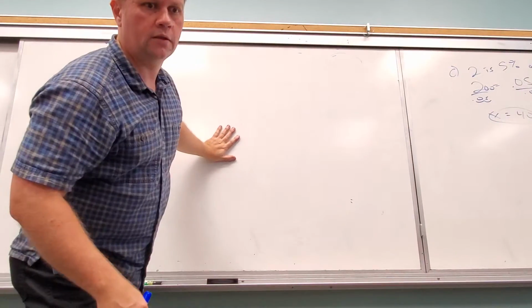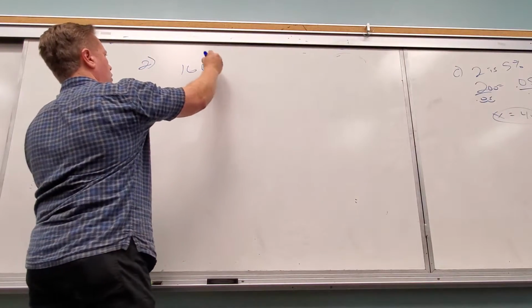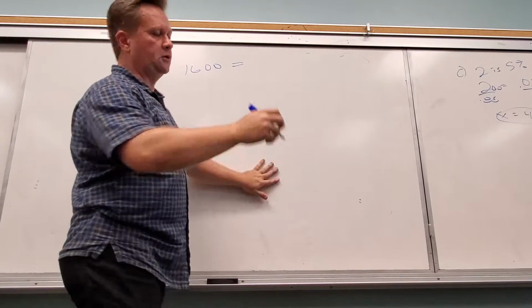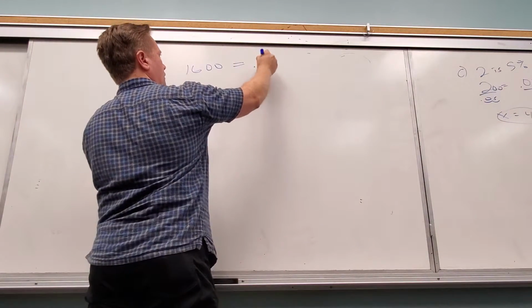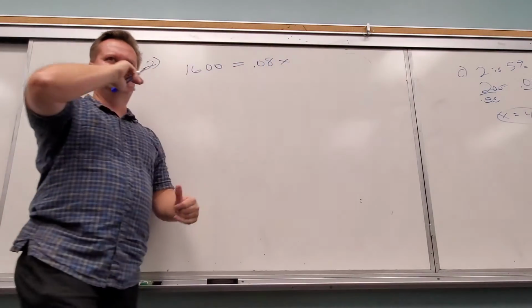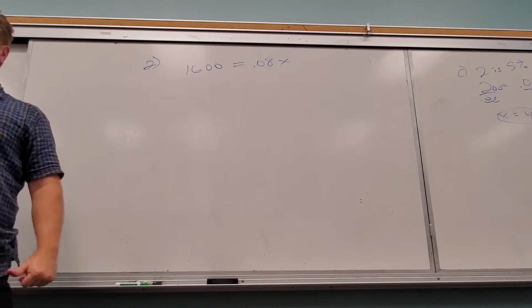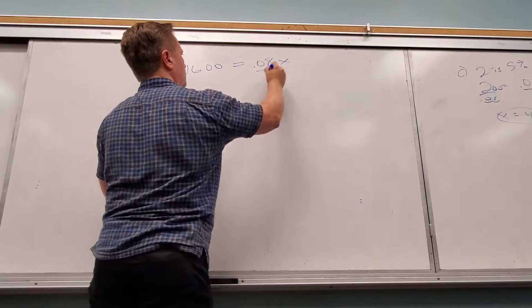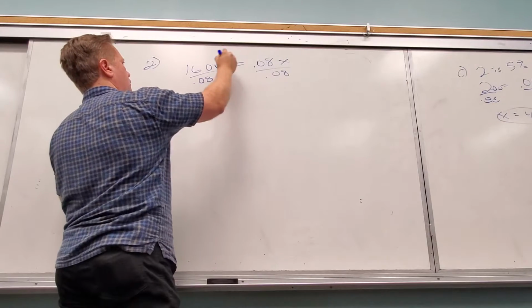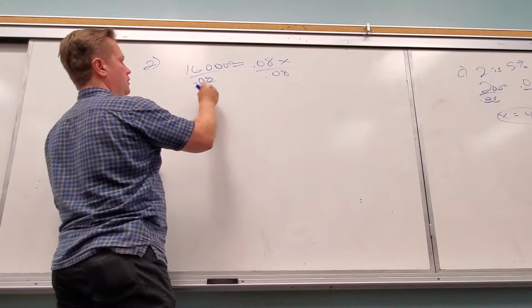So 1,600, which was 8% of this thing I don't know. And then you just have to divide by 0.08. You know, Jeff would do this kind of weird stuff. Yeah, so you get 20,000.